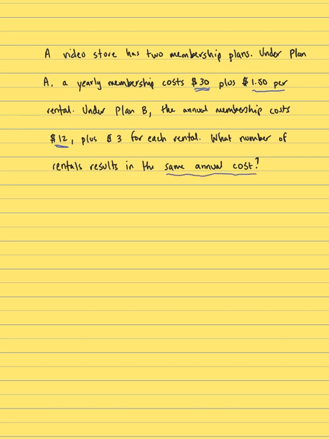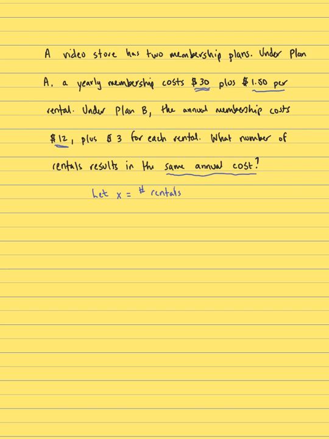So there's a lot to think about, and I will tell you that setting up the equation is far more challenging than solving the equation, in my opinion. But the clue here is we're looking for the number of rentals. So why don't we start by actually defining a variable? Let x equal number of rentals. Now, don't make the mistake of thinking because we have 2 plans, we want 2 variables.